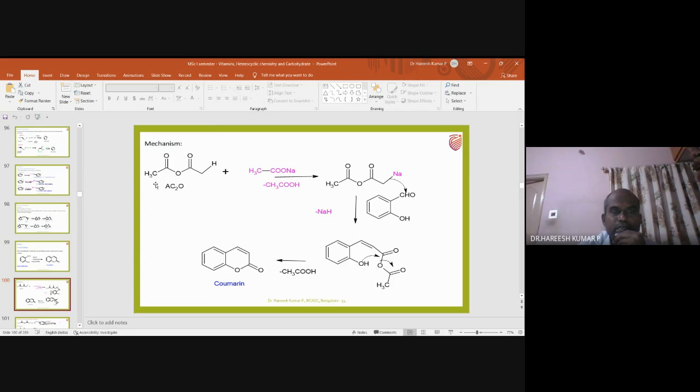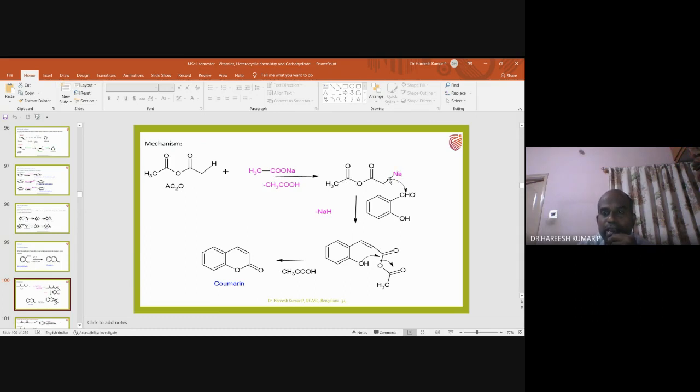So this is the structure of acetic anhydride. Instead of writing CH3, I have written CH2 and H. So this H is taken by the sodium acetate. That means sodium will sit over here and this proton is taken by the acetate anion and converted into acetic acid. So now the sodium acetic anhydride is formed.